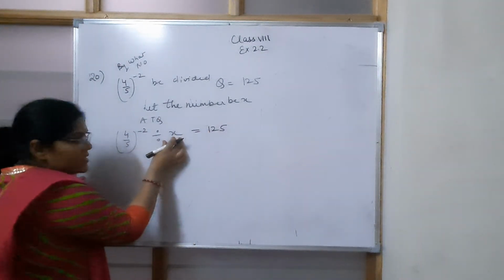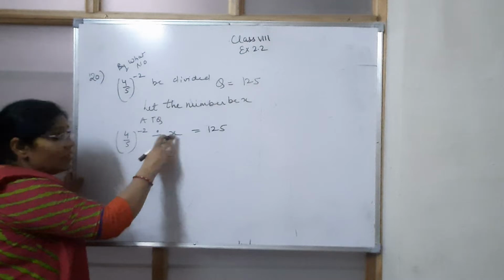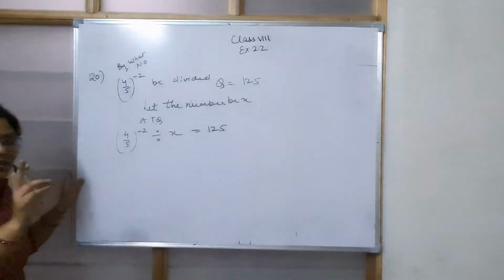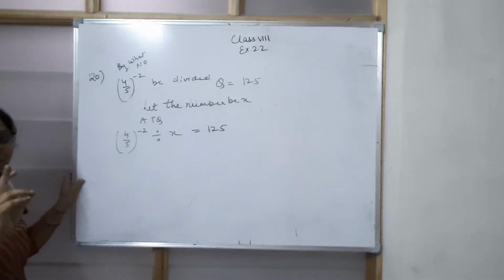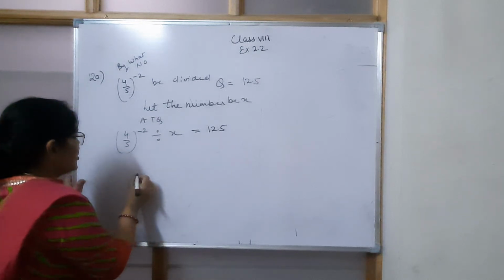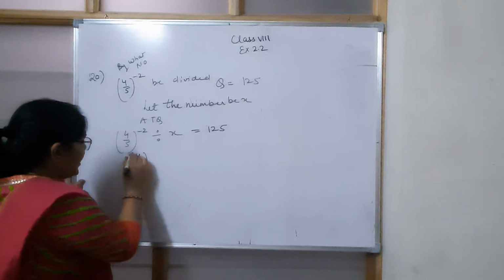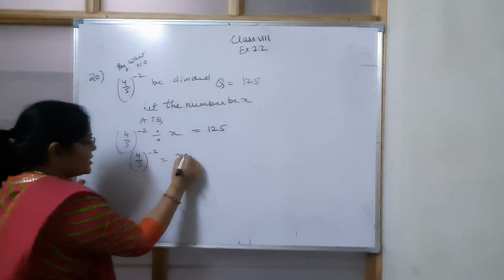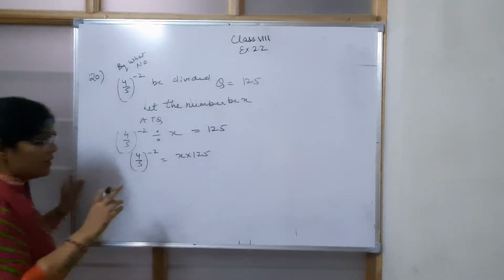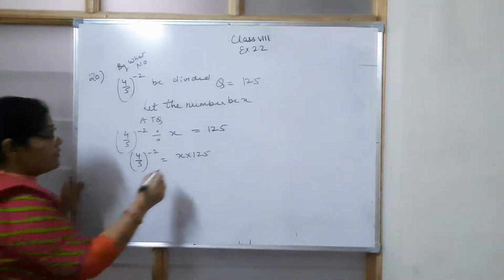Now just look here. This number x is in division, so it will go to multiplication. You remember the BODMAS rule, D for divide, so we'll solve the division part first. This is in division, so it will go to multiplication here. So it means 4 upon 5 raised to the power minus 2 is x into 125. Now we just need to find the value of x here.